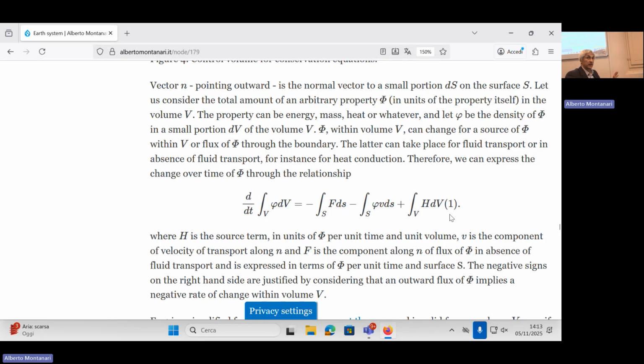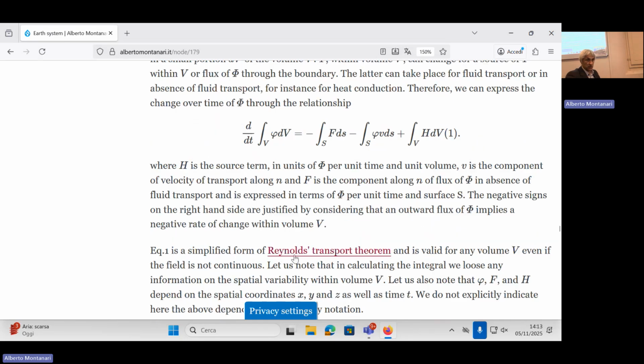Let's start from the last one at the right-hand side, because it's the simplest one. It's the integral over the volume V of the source term, expressed in matter per unit volume. So it can be, for instance, mass density, okay? Let me see if it is specified because I want to review it. The source term, I forgot per unit time. The source term is expressed in units of capital phi per unit time and unit volume, okay? And then you see that it's dimensionally equivalent to the left-hand side, okay?